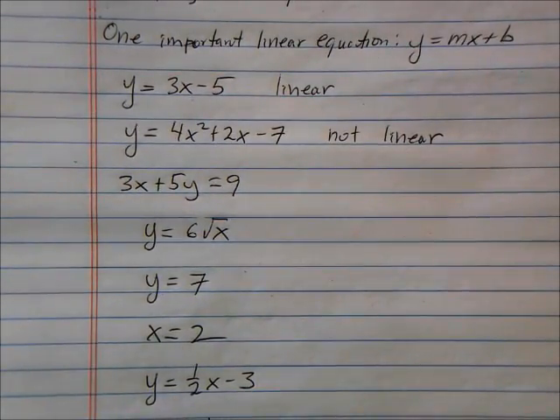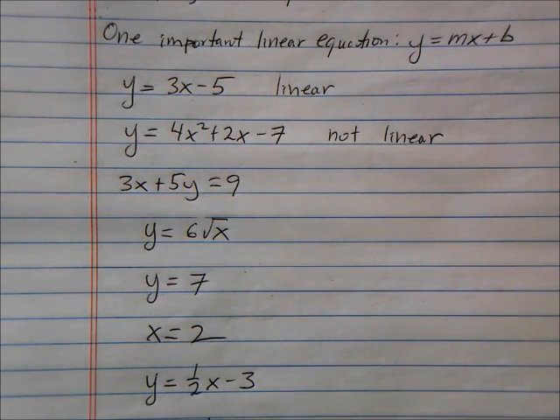Number 3, 3x plus 5y equals 9. Linear or not linear? Yes, linear. Why is that one linear? You could rearrange it, couldn't you? Could you take that equation and get y all by itself? Yes, so that one is linear.